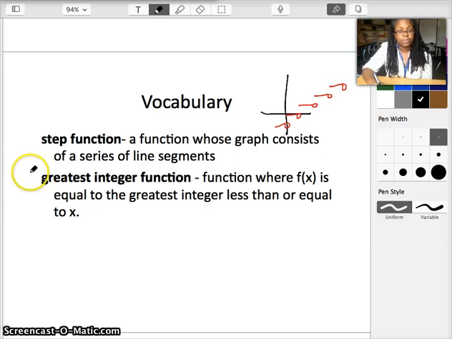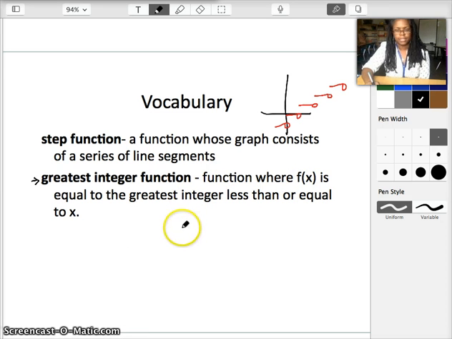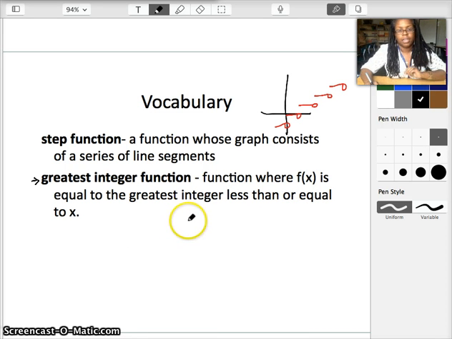One specific type of step function that we'll talk about is the greatest integer function. It's a function where f of x is equal to the greatest integer less than or equal to x. I always hated greatest integer functions because I hate the way it reads. So let's think about it. Let's read it through again, and I'm going to give you an analogy to think about, and I'll show you actually what it looks like.